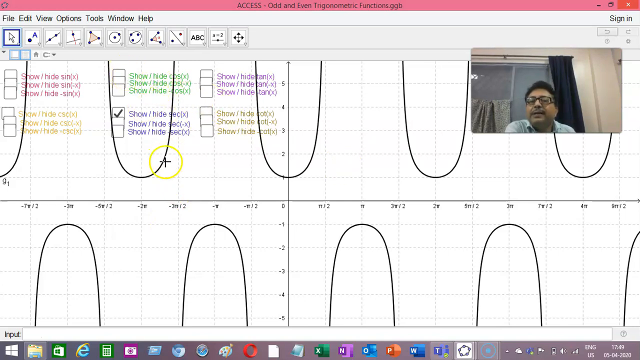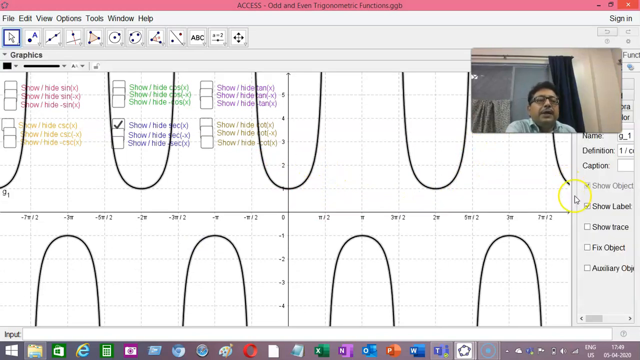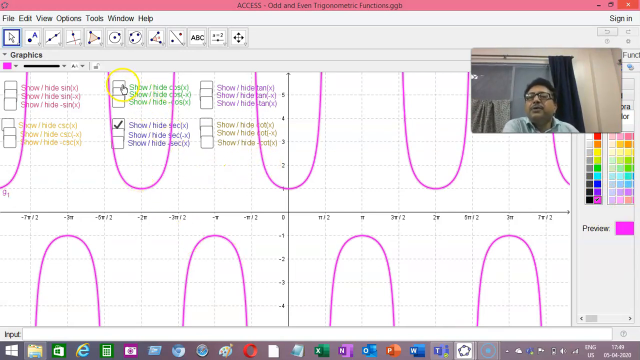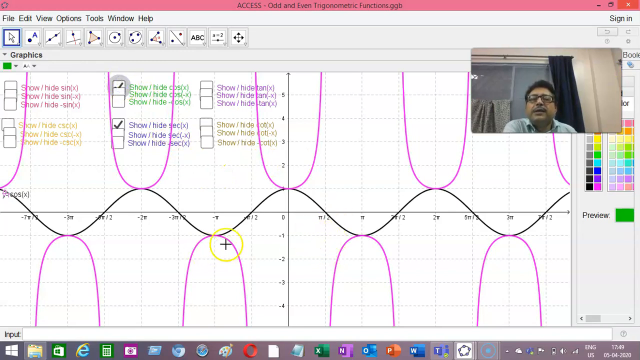First I make this graph. I go for coloring of this graph. If I use this color, then this is the color for sec x. In the same graph I am going to draw cos x. Then see the nature of cos x here.